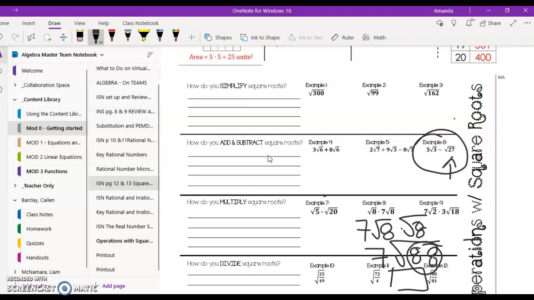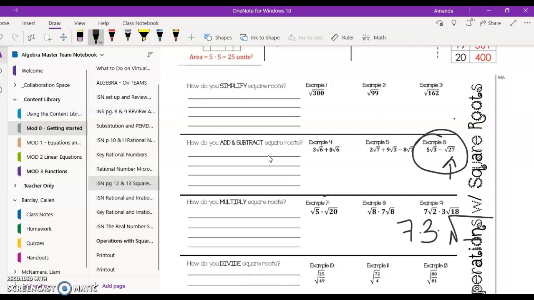Do the same thing here. You can multiply under the square root. So this is going to be, for example 9, 7 times 3 times the root of 2 times 18. So simplify that and see what you get. I think this is going to be another perfect square that you're going to recognize.